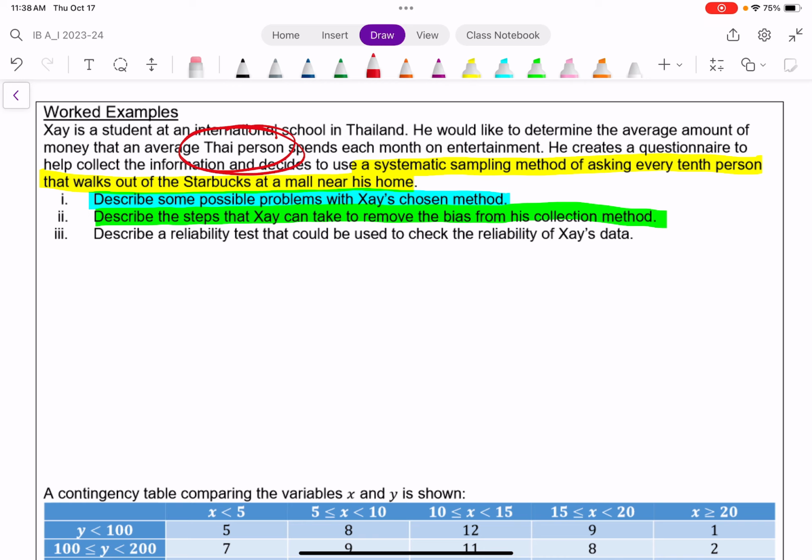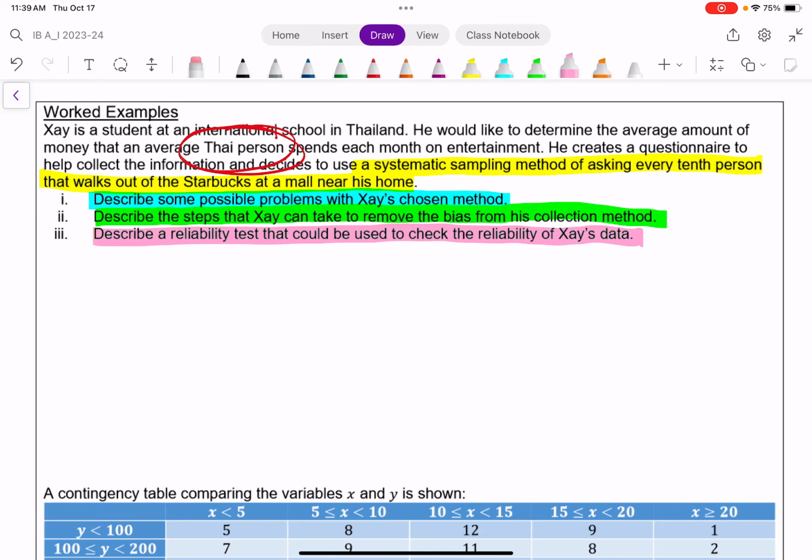Lastly, describe a reliability test that could be used to check the reliability of your data. So if data is reliable, that means if you repeat, or if other people repeat the survey or collect similar data, they should get similar results. If different people, or when you repeat or collect data from a different group, you're getting data that's significantly different, then your data is not valid. At least some of the data is not valid.